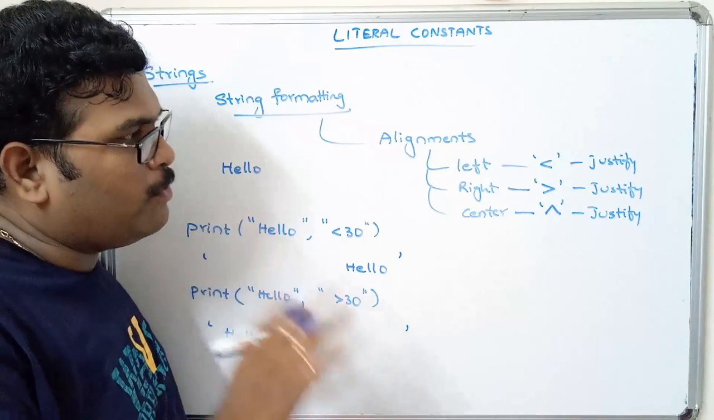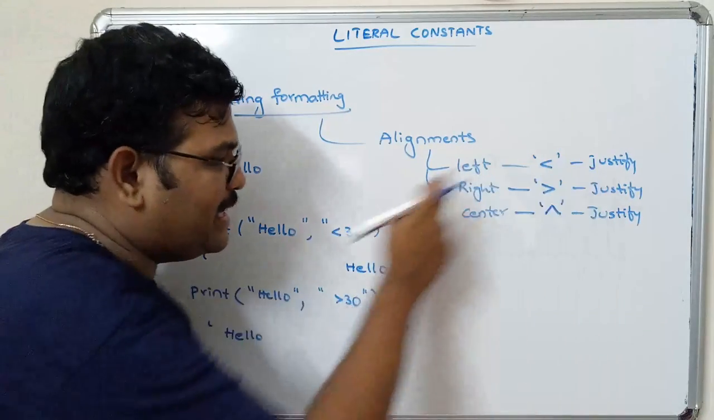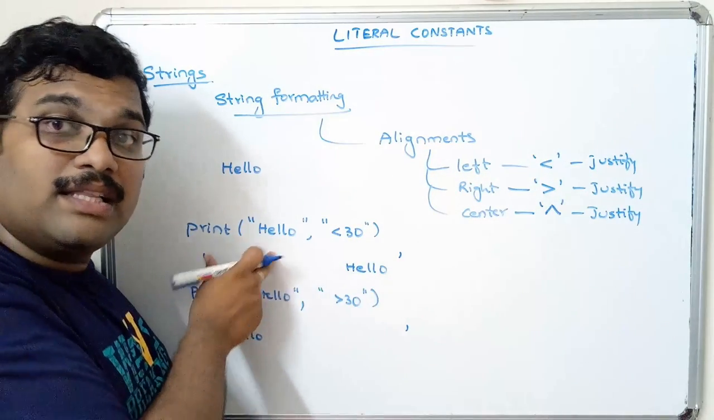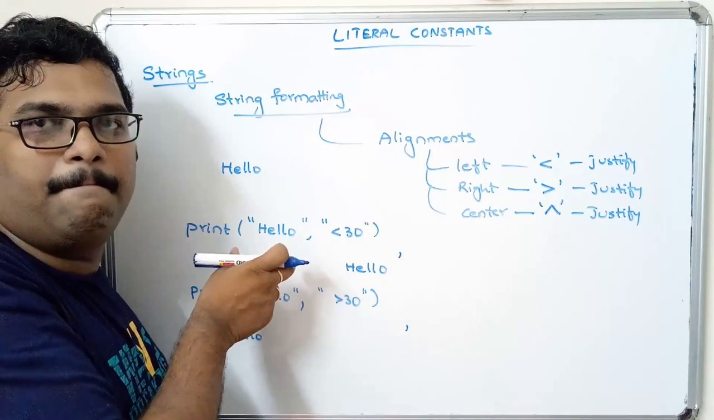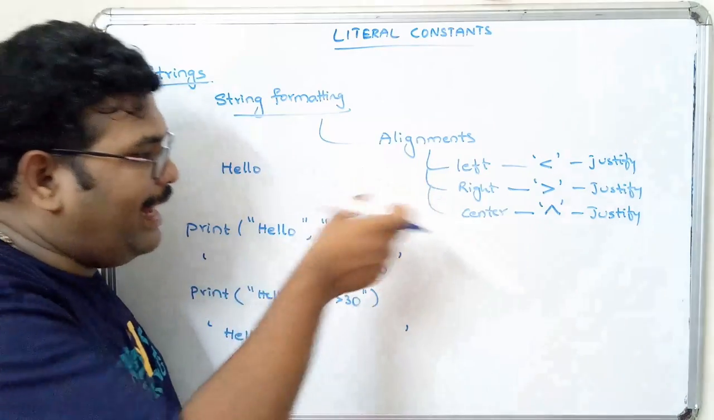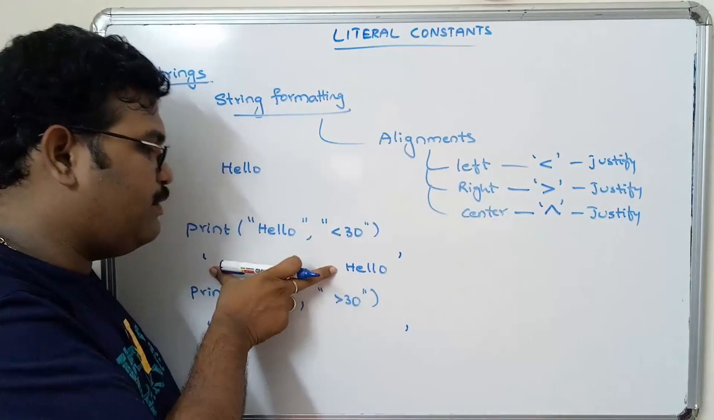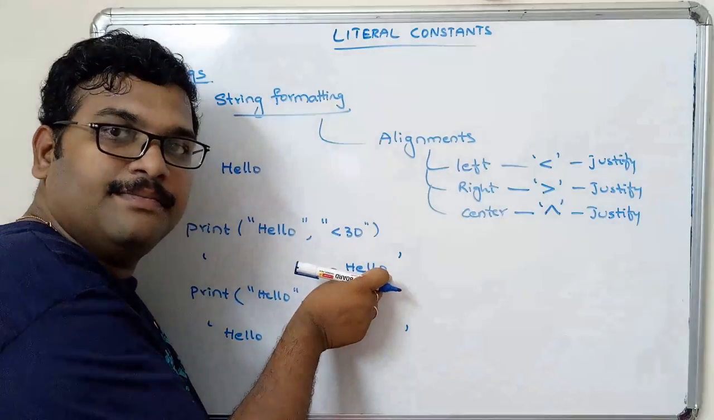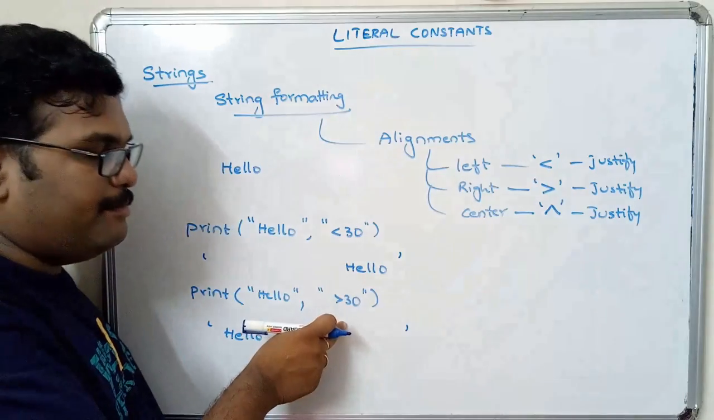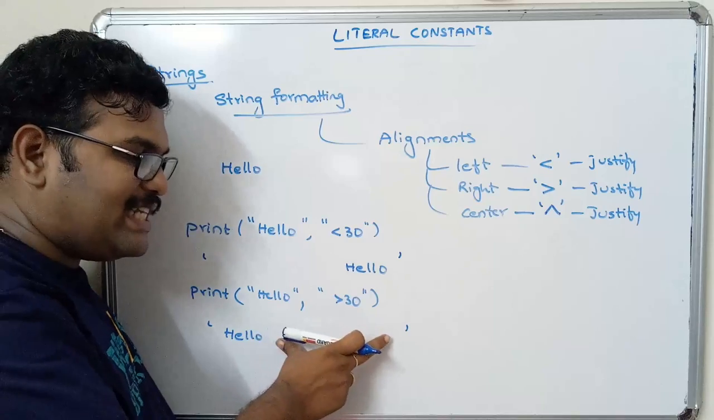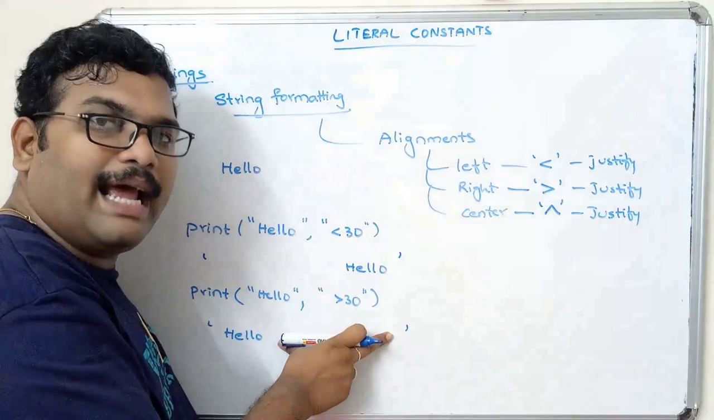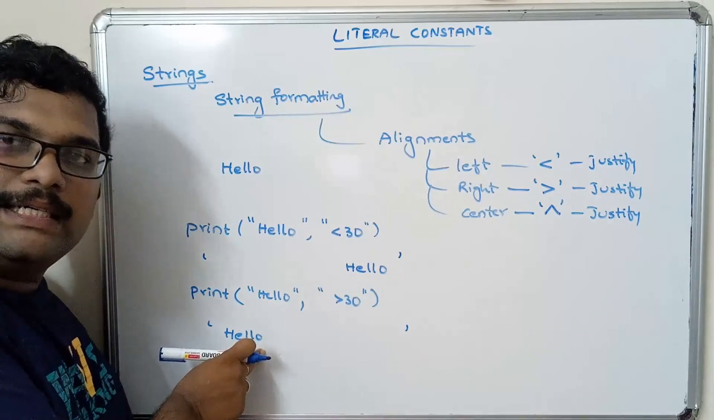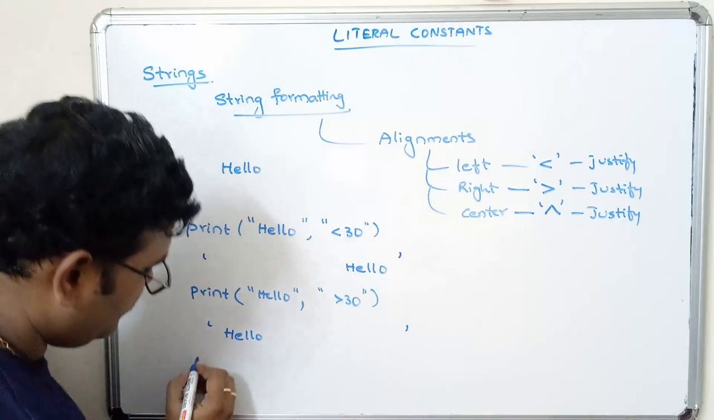One more thing: left justification does not imply the text is printed on the left side. The spaces will be justified. Left justify means the spaces will be justified on the left and the text will be printed on the right. And right justify means the spaces will be justified on the right and the text will be on the left.